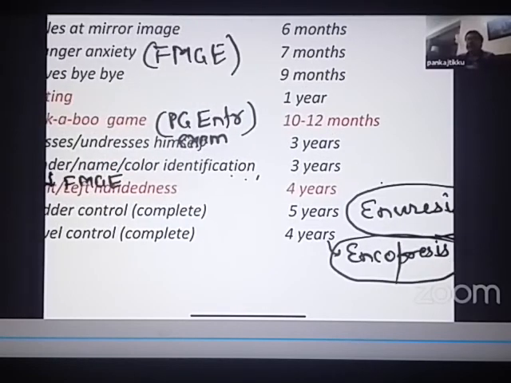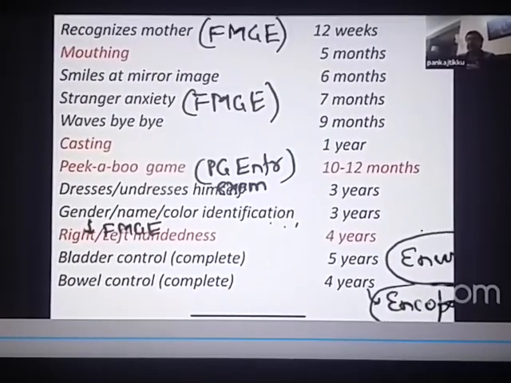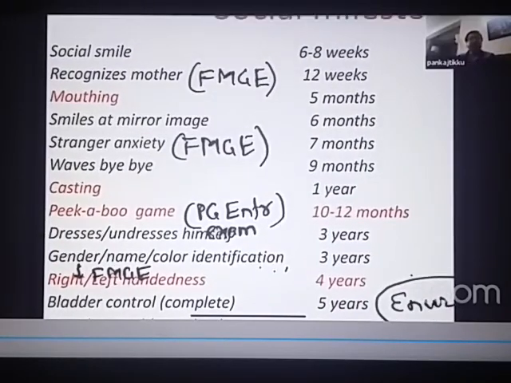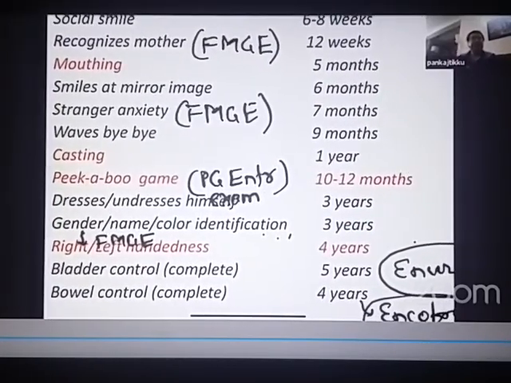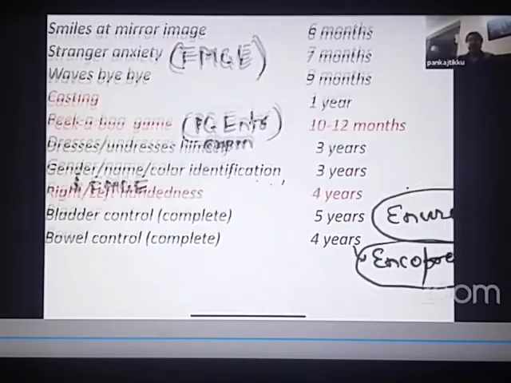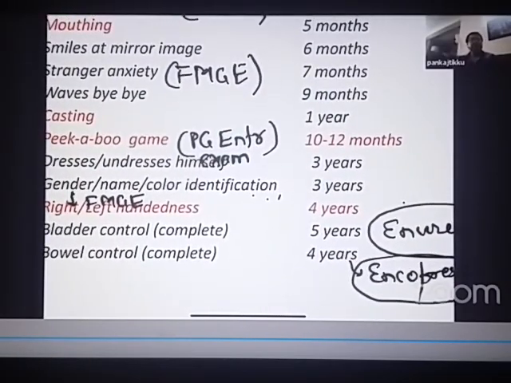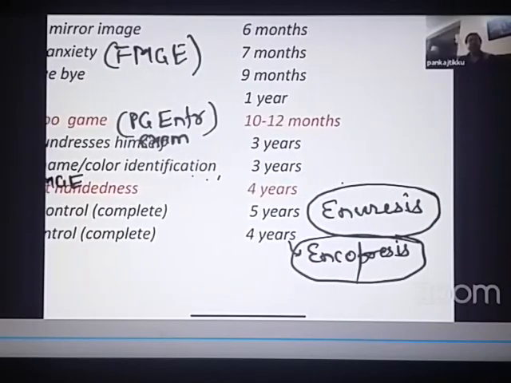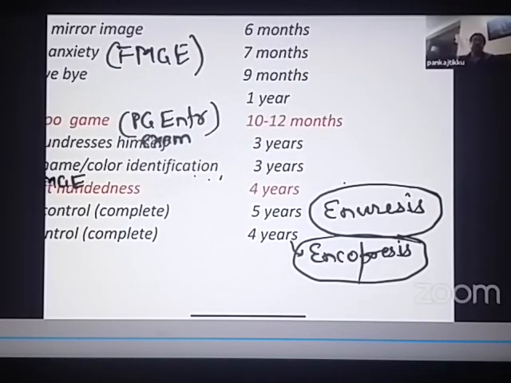Then name identification, gender identification, color identification, all at the age of 3 years. Dresses and undresses himself, 3 years. Plays a peekaboo game, 10 to 12 months. When does a child become right-handed, left-handed? 4 years. Complete bladder control, 5 years. Complete bowel control, 4 years. Therefore, never make a diagnosis of enuresis before the age of 5 years. Never make a diagnosis of encopresis before the age of 4 years.